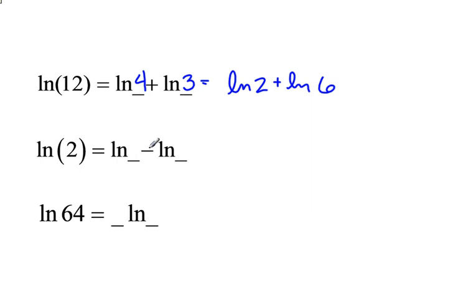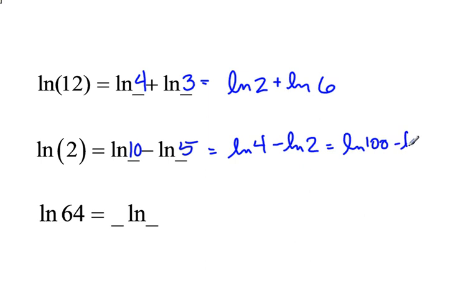Here, anything that divides to 2. So you could do something like 10 and 5. You could do ln of 4 minus ln of 2. You could do ln of 100 minus ln of 50. Those would all be equivalent to the natural log of 2. And here, let's see, if you realize 64 is 4 to the third, you might have done this. Or you might have said, well, 64 is 8 squared. So that would be this one. All right, that's it for this lesson.